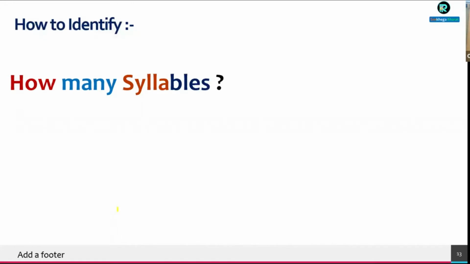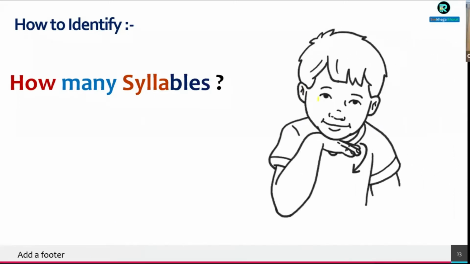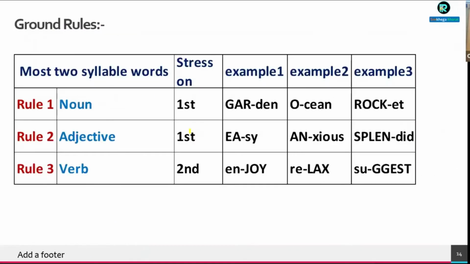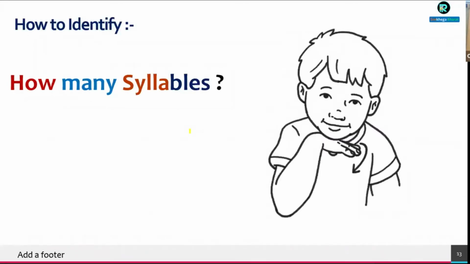Okay, now how to identify how many syllables are there in a word? That's crucial. How to find that? That's really difficult, right? Okay, so can you see this picture? In order to find the right syllables, we should do a small exercise that will help you. So whenever I say a word, let's say, for example, education.